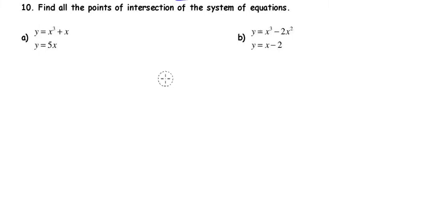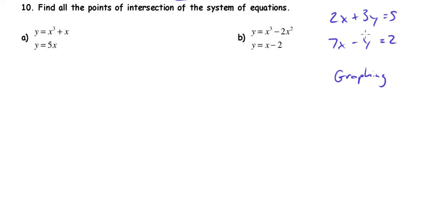All right, number A. When we're thinking about systems of equations, maybe you can think back to when we did something like 2x plus 3y equals 5 and 7x minus y equals 2, and you had a couple of different options. You could solve by graphing, which is one method, but it wasn't always exact. Sometimes the lines would cross at points that weren't lattice points, and you couldn't get exact numbers. So that's one option, but it's not necessarily the best.